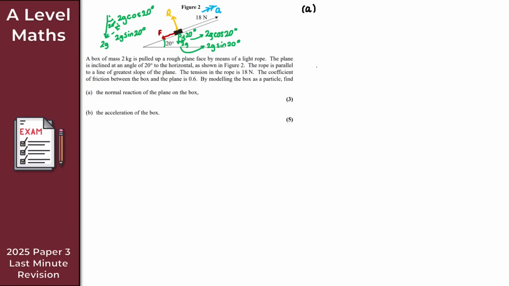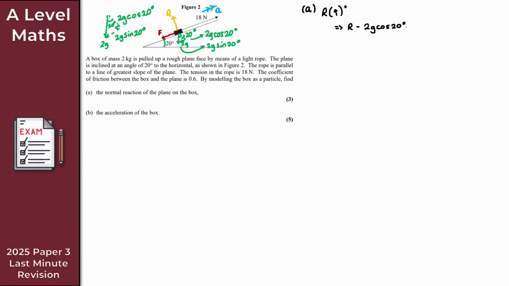So part A then, what I'm going to do here is resolve perpendicular to the plane, right? So resolving perpendicular to the plane here, taking up as positive. What would I get here? So what forces do we have acting up, perpendicular to the plane? I've got R here. There's no more forces acting up, perpendicular to the plane. So that's fine. Now what forces are acting down, perpendicular to the plane? That would just simply be this force here, 2g cos 20. And that's acting in the opposite direction to what I've taken as positive. So that's negative, right? So I get R minus 2g cos 20 degrees.